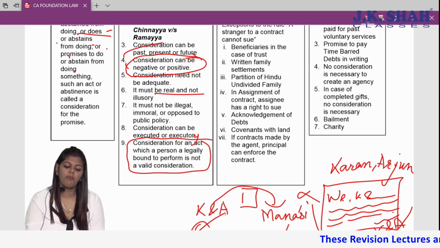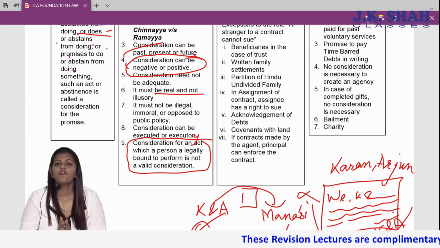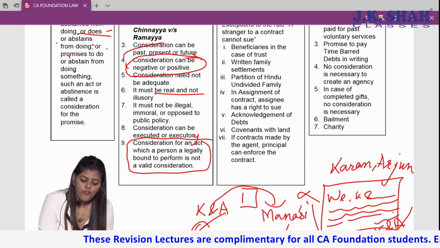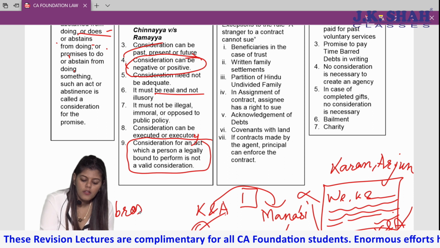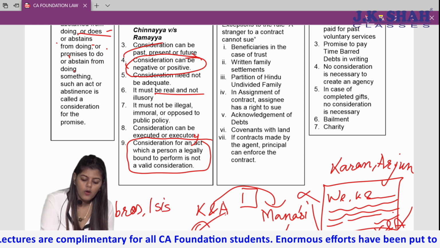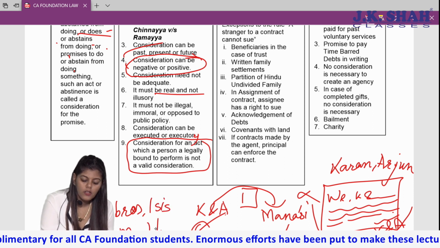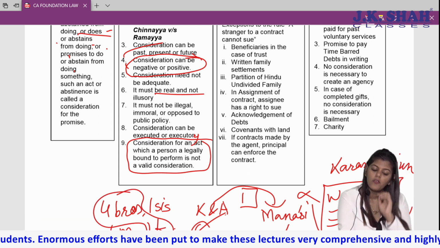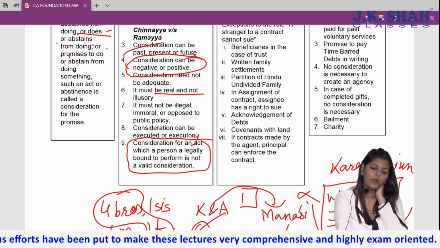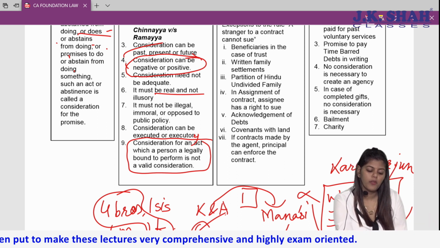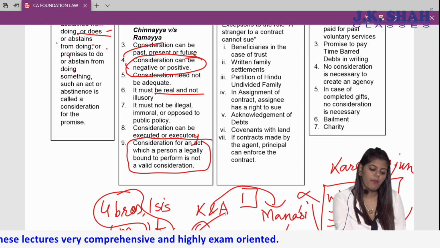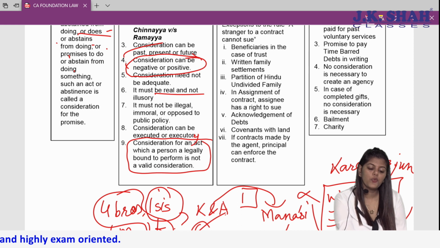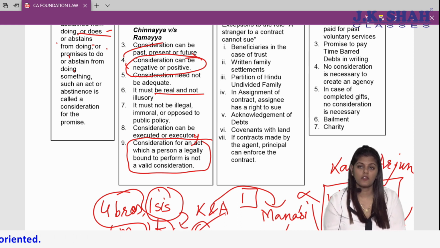Third one, in case of partition of HUF, a female unmarried member has a right to sue for marriage expenses. 4 brothers, 1 sister, obviously 1 mother, 1 father. Father and these brothers are carrying on HUF, which is going on good. But now they partition because there is some internal problem. So that property will be divided in 5 parts, brothers and the father. But if this sister is unmarried, she can sue them and she can demand marriage expenses.